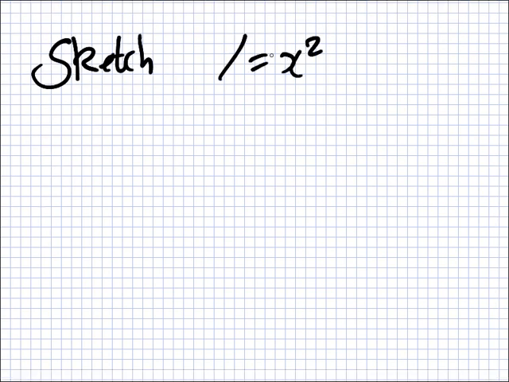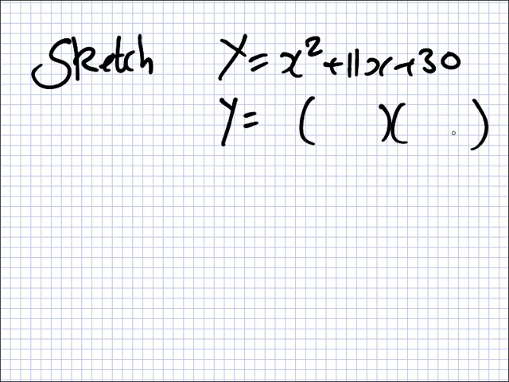So, let's say we want to sketch y equals x squared plus 11x plus 30. The first thing we should always try to do is to see if we can factorize it, if this is possible. I don't know if it is. Let's see. Not 6 and 5. 6 and 5? Yeah.